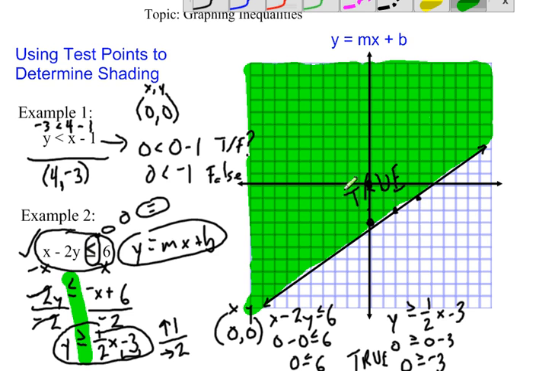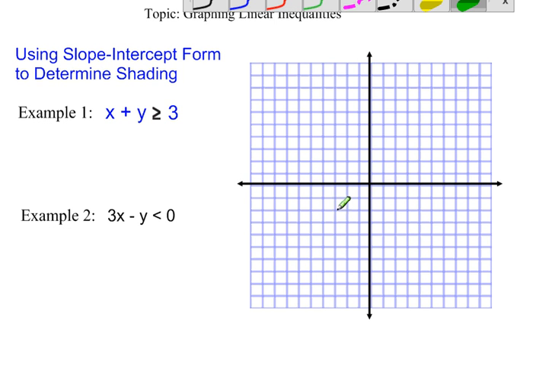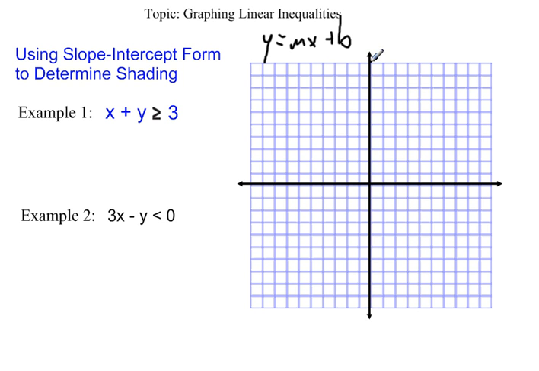All right. Next, that's not the only way you can determine shading. So let's look at some other ways of getting that done. If you work with the y equals mx plus b format, which you should be very familiar with at this point, and you put everything in y equals mx plus b format, taking care to turn your inequality symbol around when necessary, you can use the slope-intercept form to determine that.